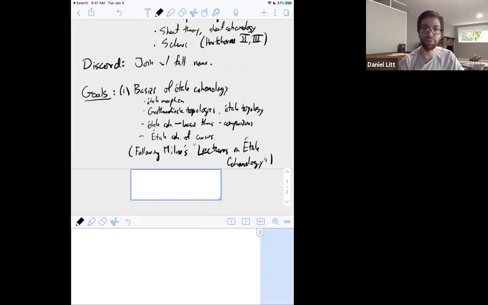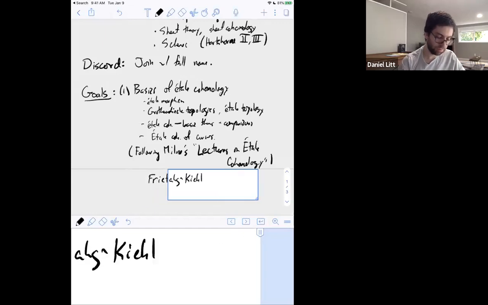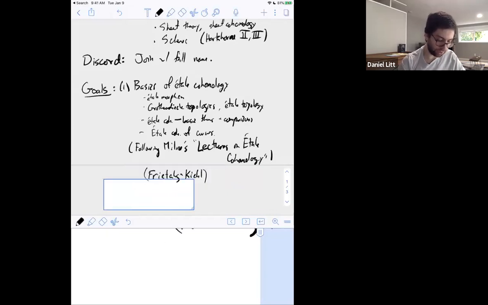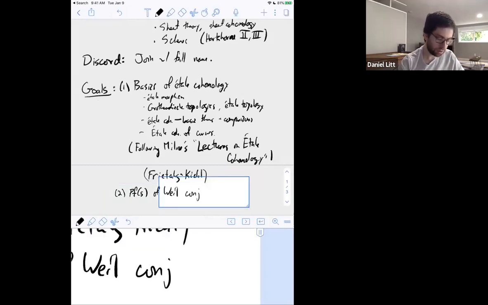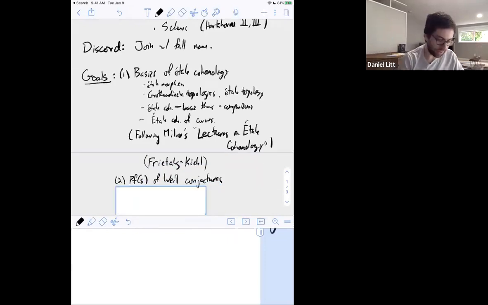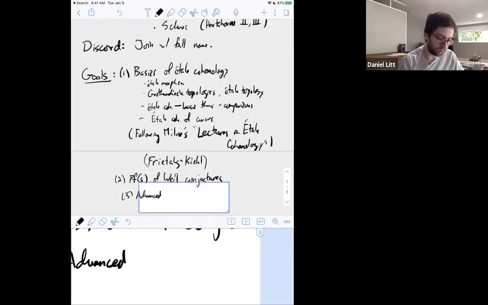And that's something you should also consider using as a reference for the course. And then I'm also going to supplement this with stuff from Freitag and Kiehl. Okay, so then once we do that, we're going to prove the Weil conjectures. And if there's time, I actually want to give more than one proof of the Weil conjectures. So this is going to be kind of the second half of the course, where we're going to prove the Riemann hypothesis for varieties over finite fields. It's like one of the greatest mathematical accomplishments of the 20th century. And then if there's time, we'll do some more advanced topics. And that really depends in part on what you all want to see.